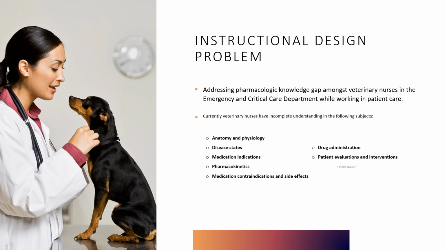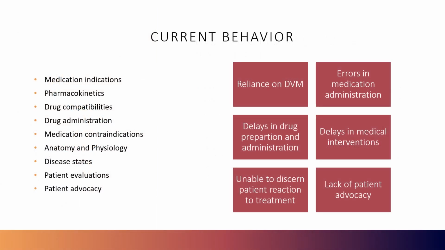However, currently the nurses have incomplete understandings in the following subjects: anatomy and physiology, disease states, medication indications, pharmacokinetics, medication contraindications and side effects, drug administration, patient evaluations and interventions, as well as patient advocacy. Because nurses are lacking in patient evaluation and patient advocacy skills, there is often a delay in alerting the team to a patient that is decompensating slowly.